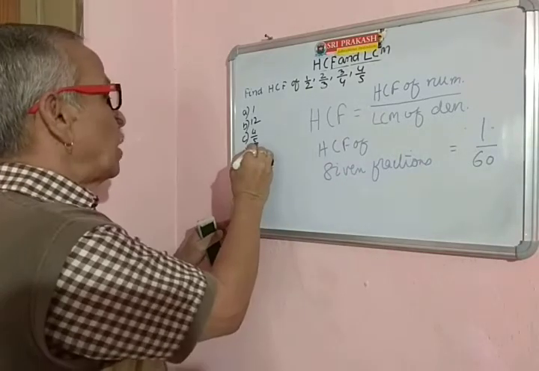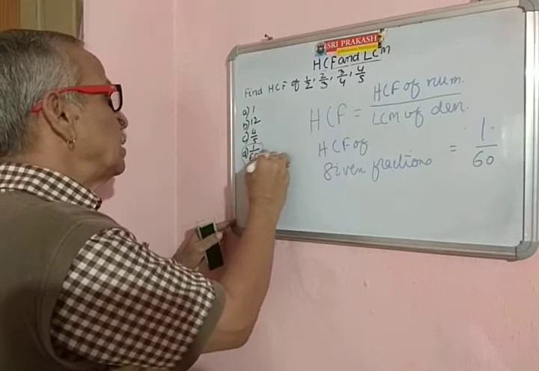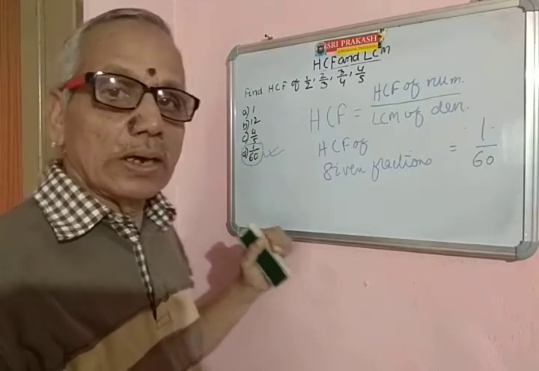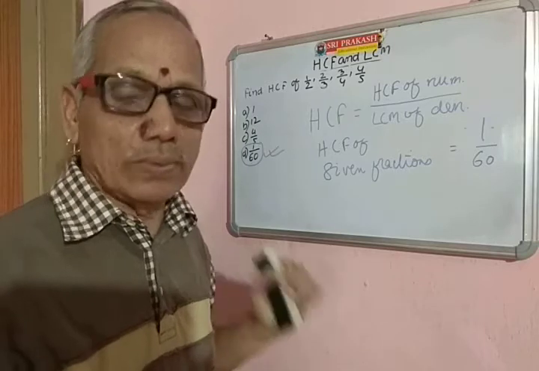Understood? So what is your choice? D. D is given 1 by 60. Clear? I think you understood how to solve.